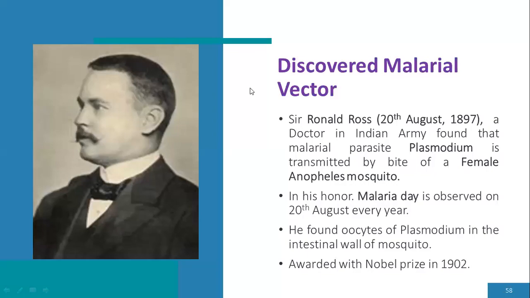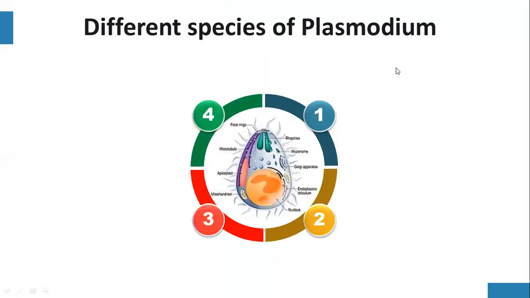Let's move further. There are different species of Plasmodium which we see in nature. Usually there are 4 particular species which are well known to cause malaria. The first one is, whatever the diagram I have given, it belongs to a Plasmodium itself.